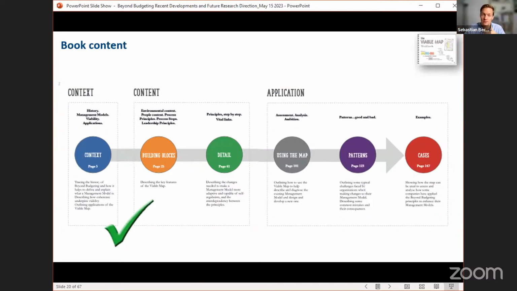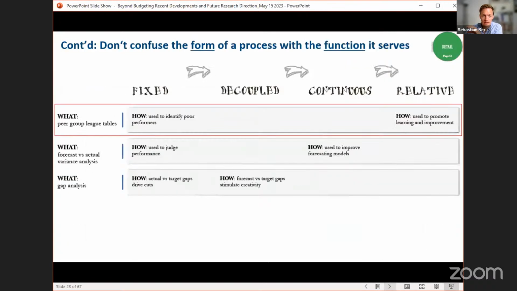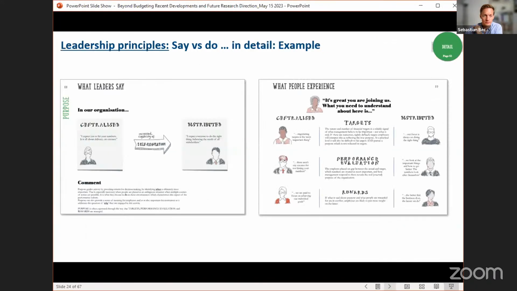How could you practice these principles? Then there's a bit about using and workshopping the map. And then there are some patterns. For example, better budgeting or zero-based budgeting is a pattern that we described. So that was the question we had before. And then we have some cases. Okay, so now one case is, and I'm going to skip this.